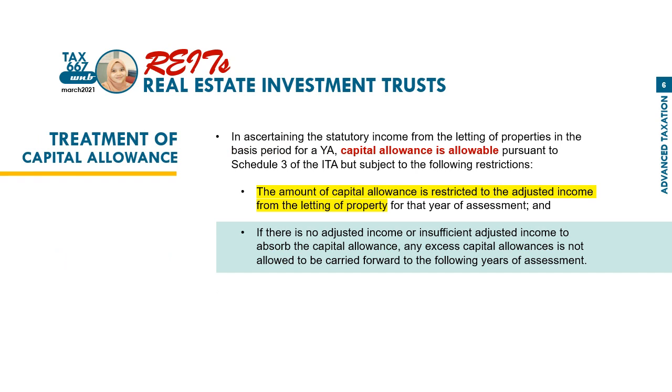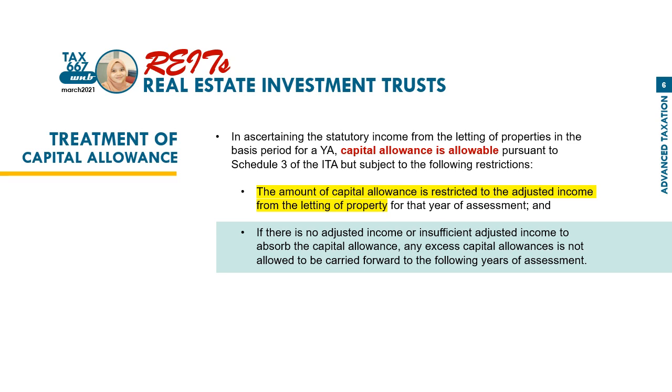Okay, next kita tengok capital allowance. So, capital allowance is allowable, sama macam treatment untuk business lain. Boleh tolak capital allowance. However, the amount of capital allowance is restricted to the adjusted income from the letting of property for that YA only.